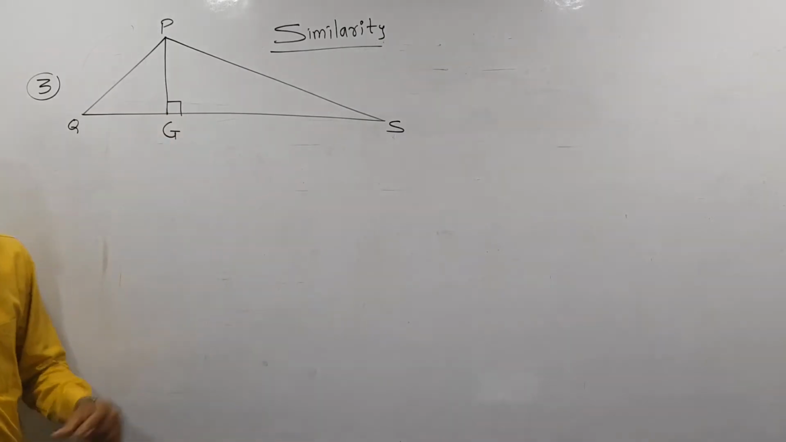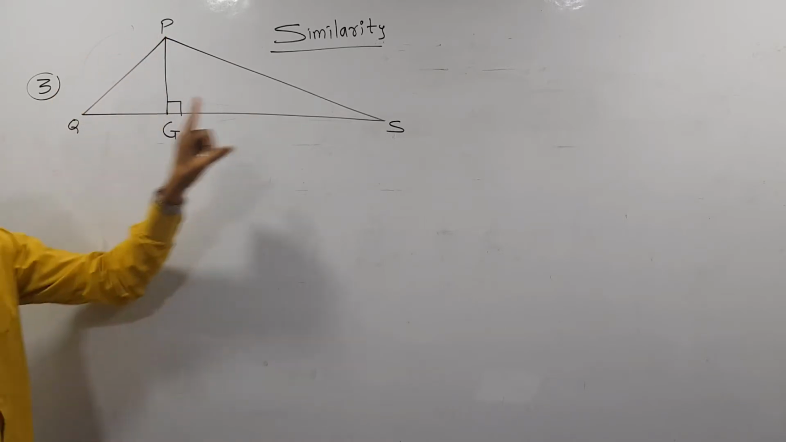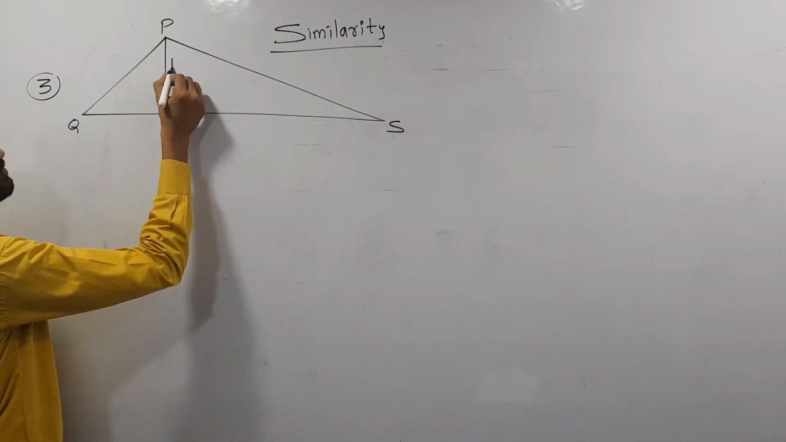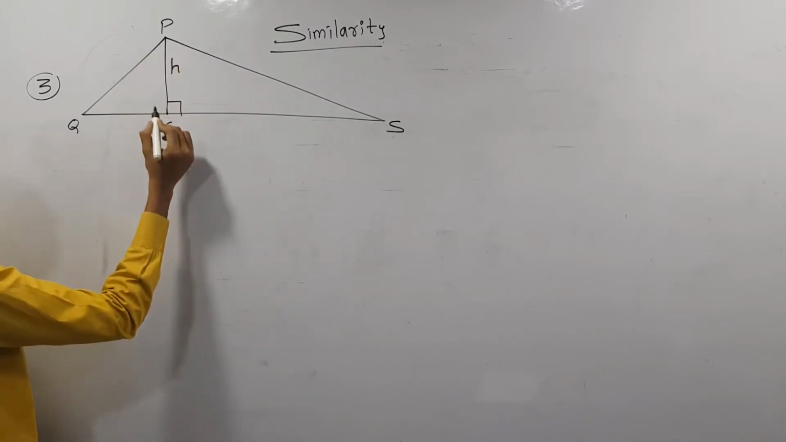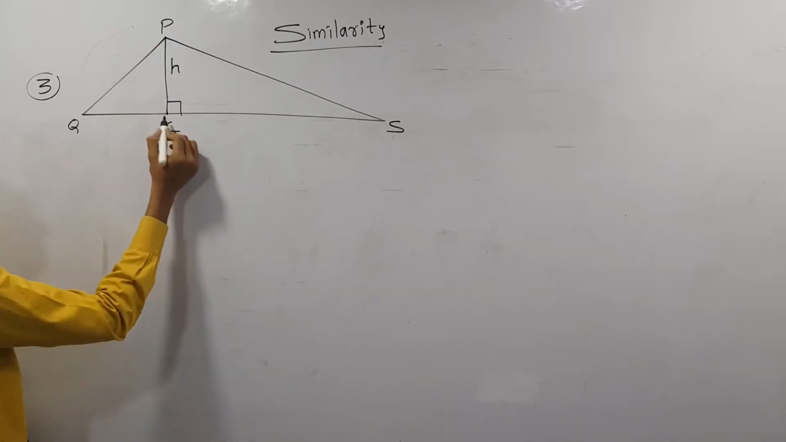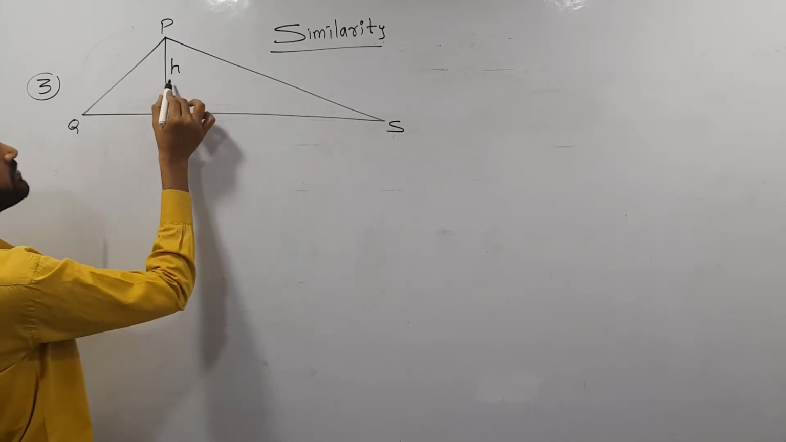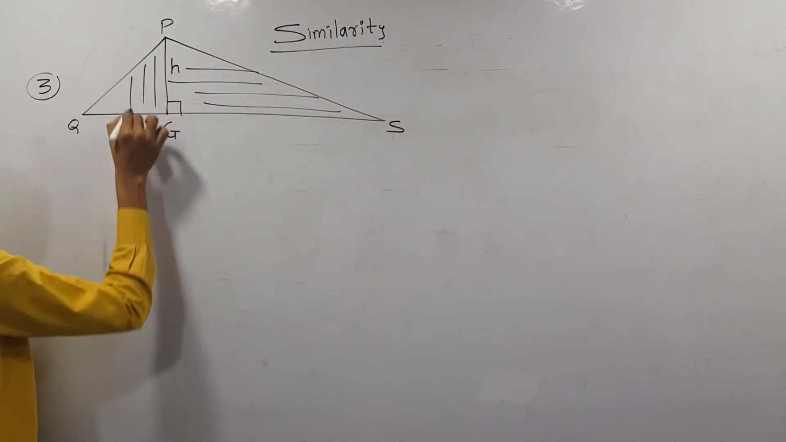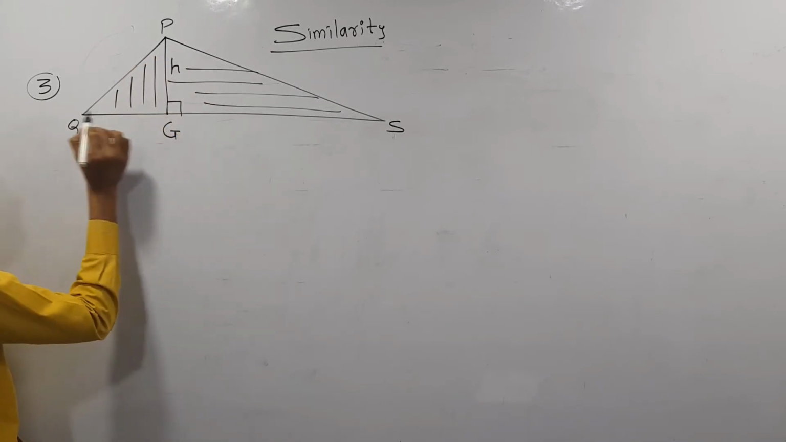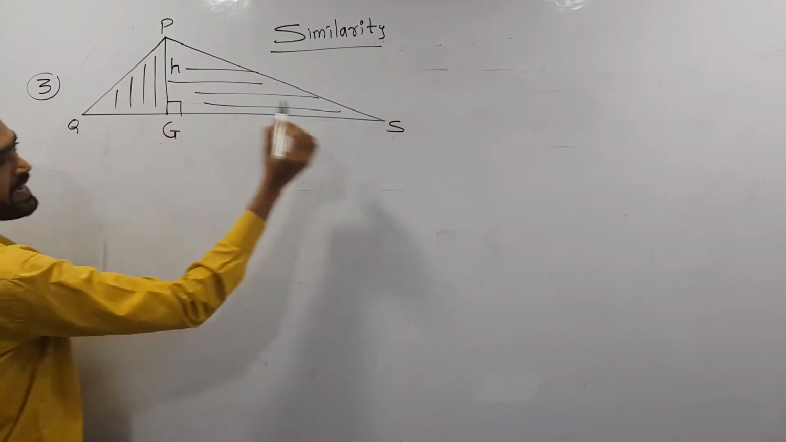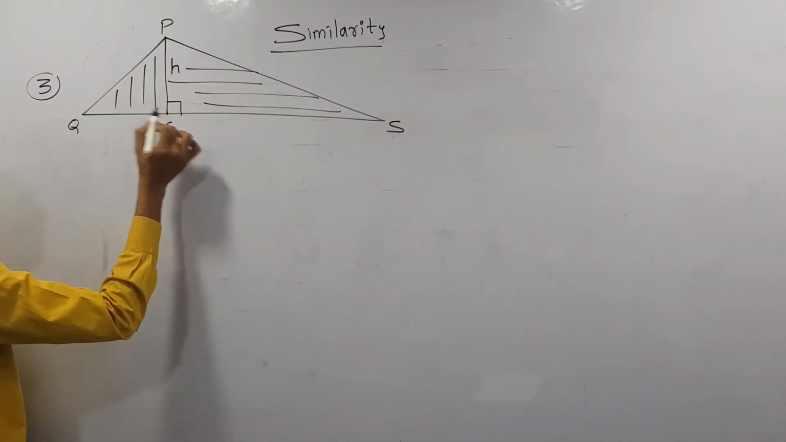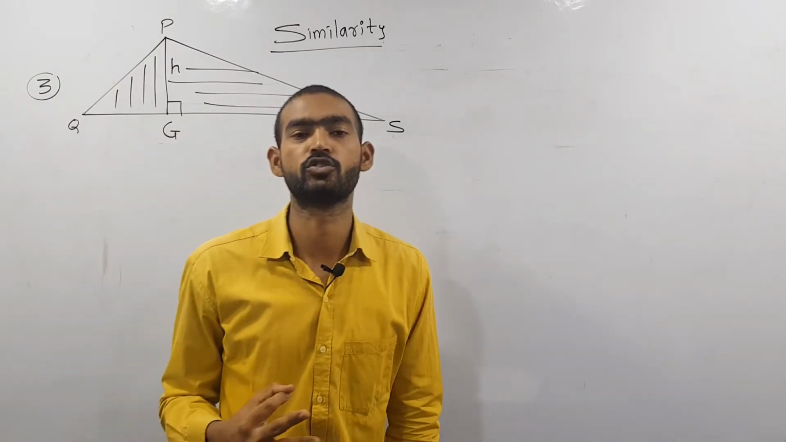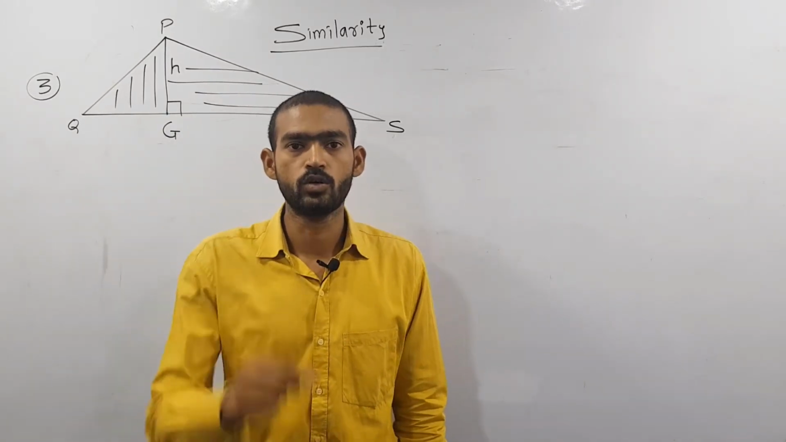So students, this is my first triangle PQS. This triangle has a common height. That common height is PG. This one height PG is shared by both triangles. Look, both the triangles PGQ and PGS are sharing the same height. So what is the third property? The property is triangles with common height.